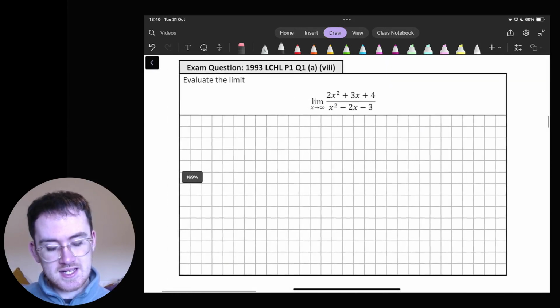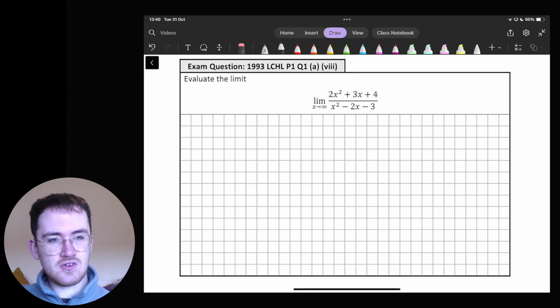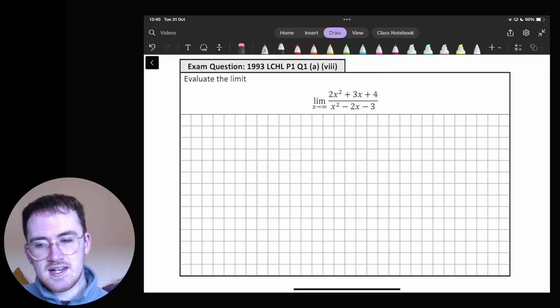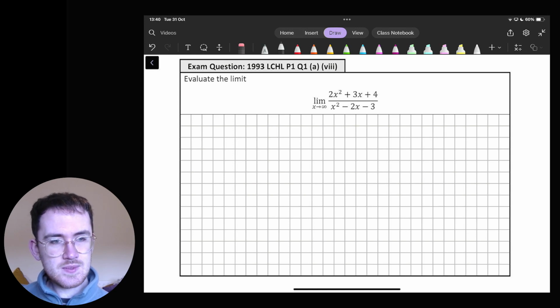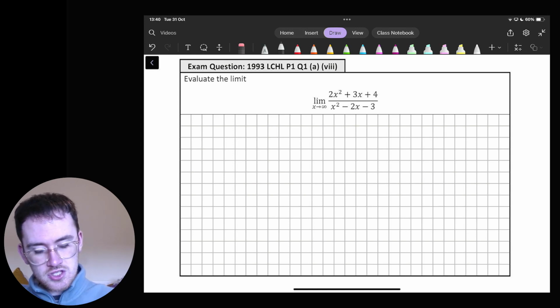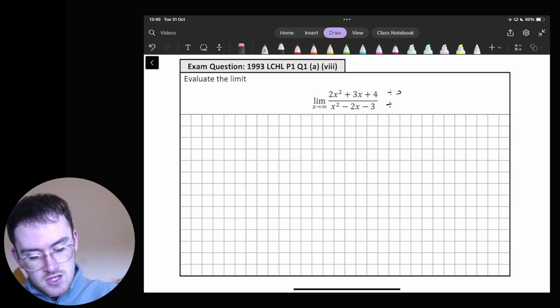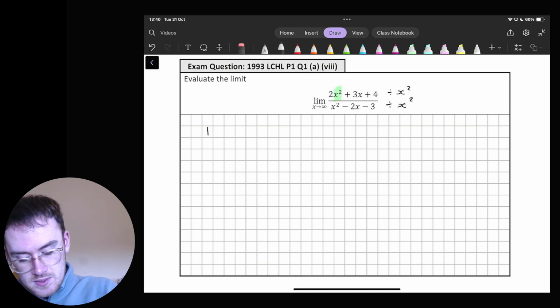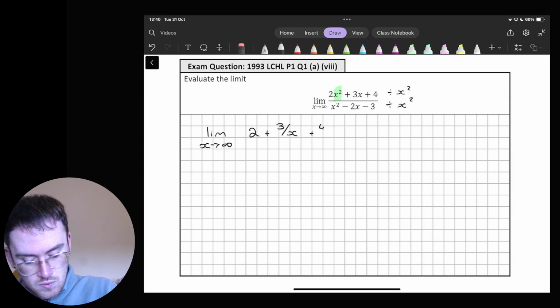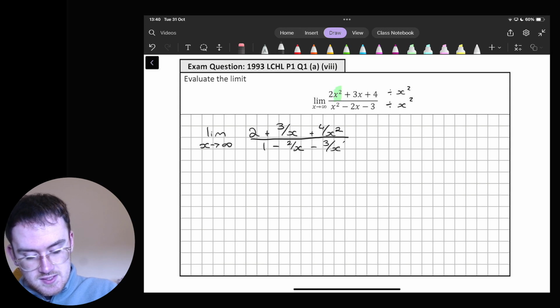The next question we're going to look at is from 30 years before, 1993. And again, limit as x goes to infinity. So we're applying the same way. What we're going to do is we're going to divide the top and the bottom of my fraction by x squared, the highest power of the variable. So we can see it here. So let's evaluate that. So the limit as x goes to infinity of 2 plus 3 over x plus 4 over x squared, over 1 minus 2 over x minus 3 over x squared.